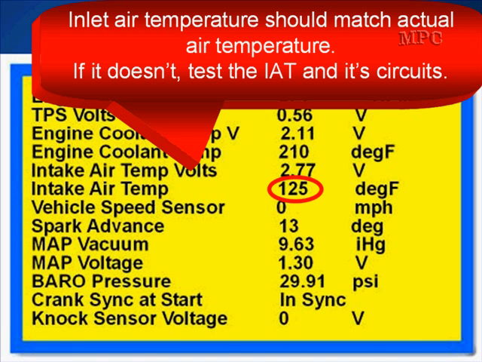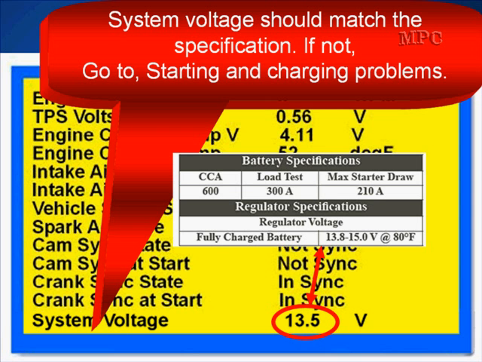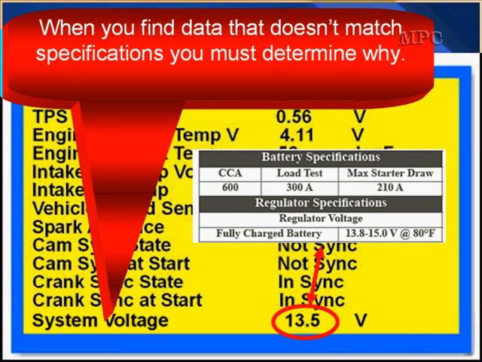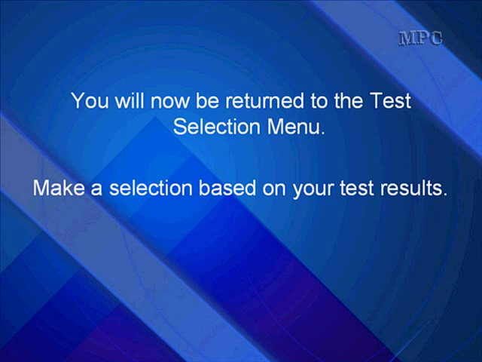If the injector pulse width isn't correct, go to fuel pressure and volume testing. Inlet air temperature should match actual temperature. If it doesn't, test the IAT and its circuits. System voltage should match the specifications. If not, go to starting and charging systems. Remember, different PIDs are used for system voltage, so it may not be in alphabetical order like you're used to. It may be called something else. Make sure you find it. When you find data that does not match specifications, you must determine why. Now, you will be returned to the test selection menu. Make a selection based on your test results.